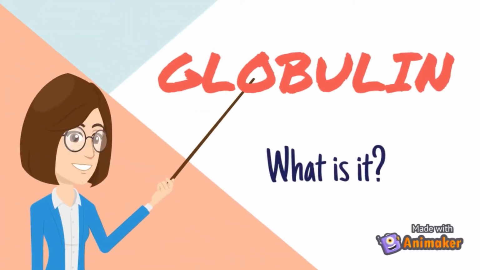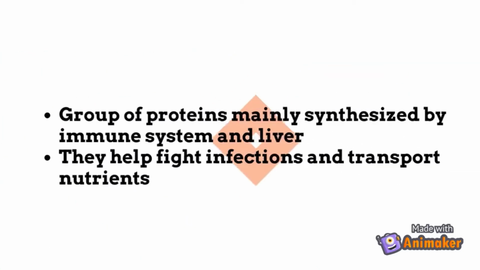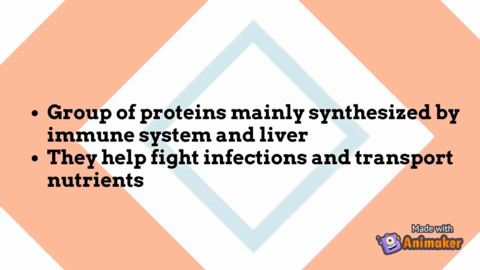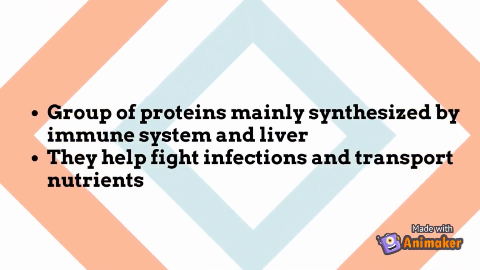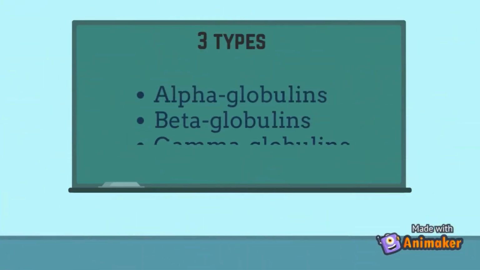Now, let's learn about globulin. What is it? Globulins are a group of proteins mainly synthesized by the immune system and liver. They help fight infections and transport nutrients. The three types of globulins include alpha, beta, and gamma.